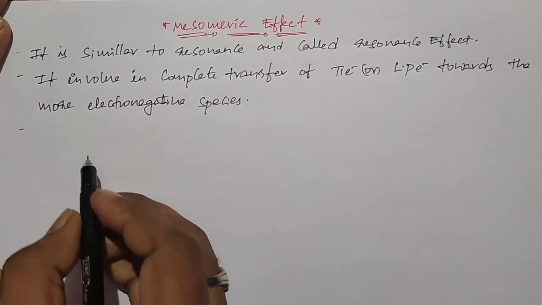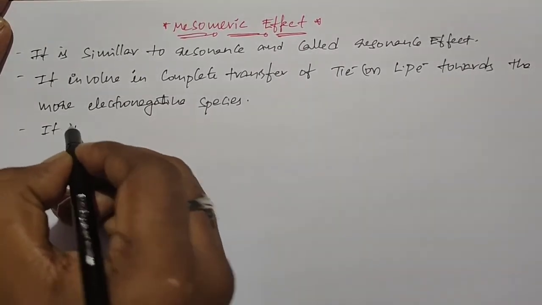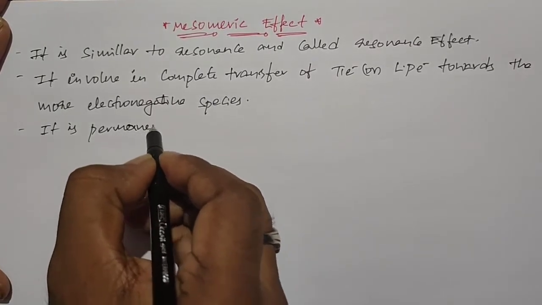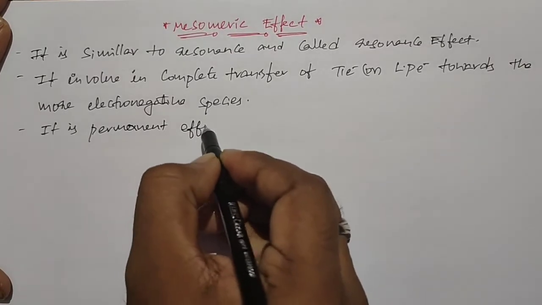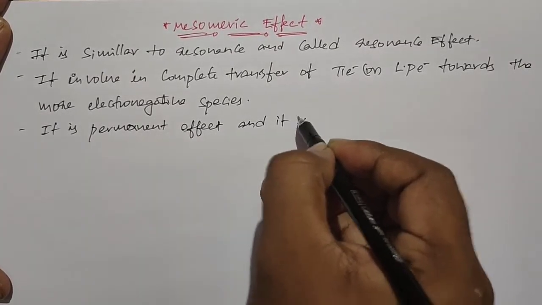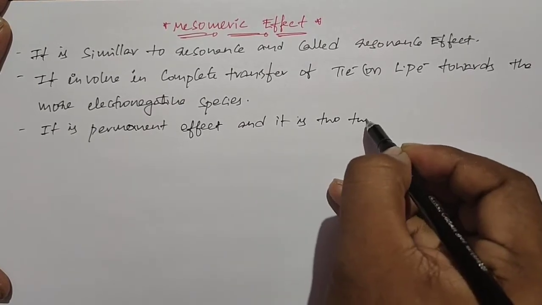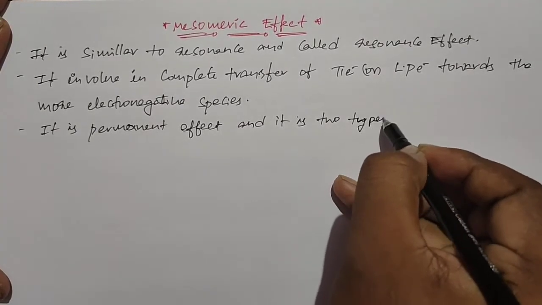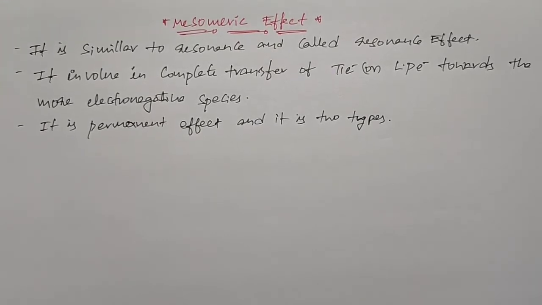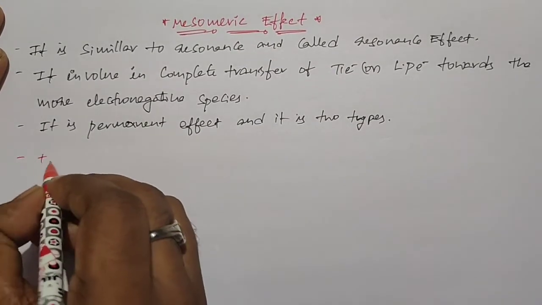It is a permanent effect and it is of two types: plus M effect and minus M effect. So we will discuss one by one. First, I take the plus M effect.